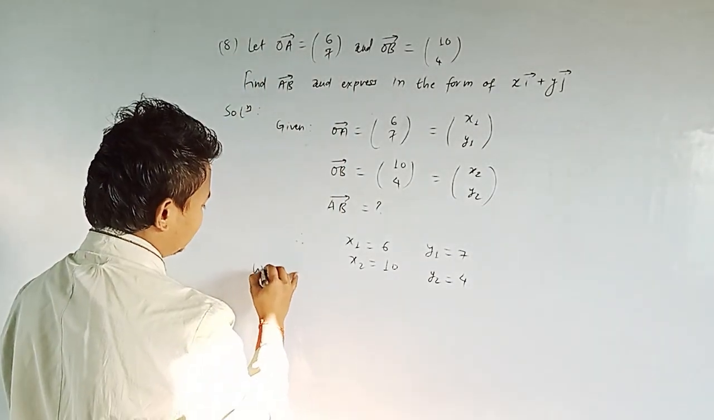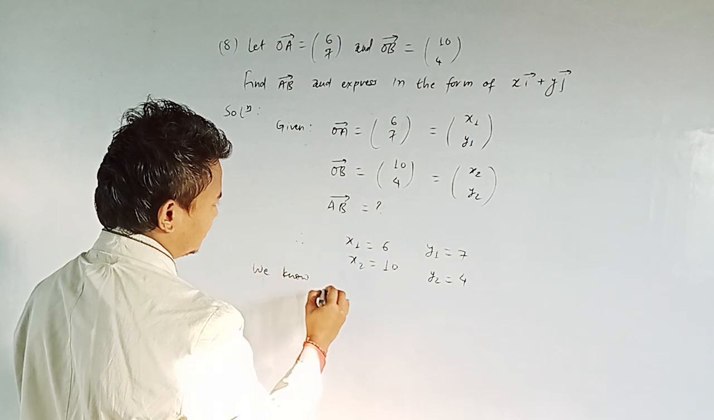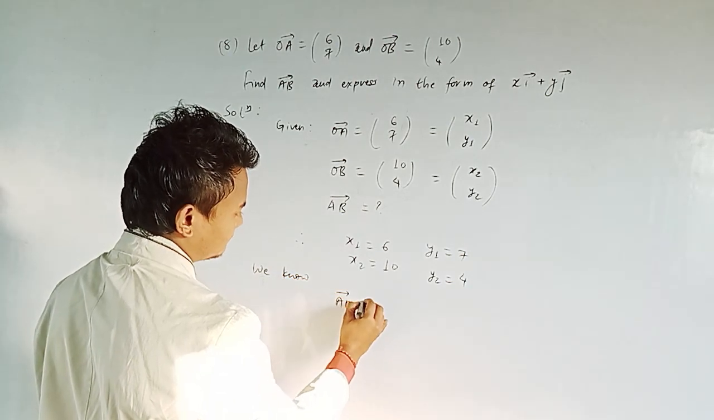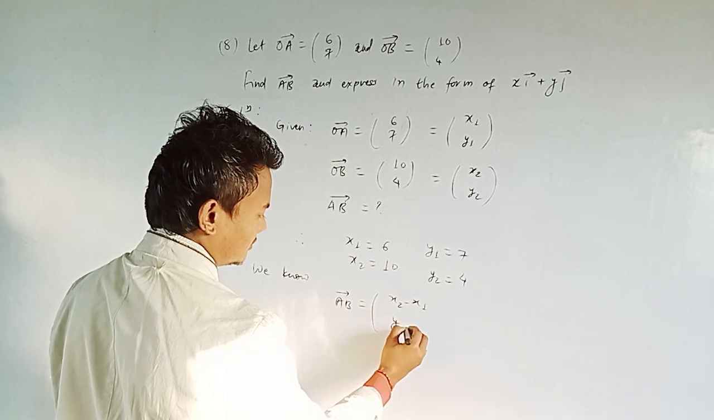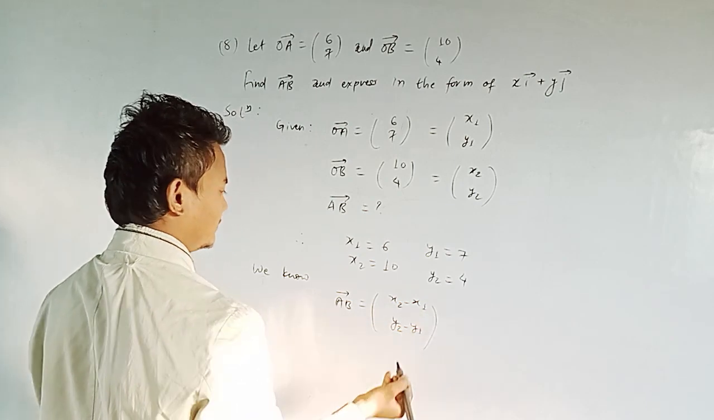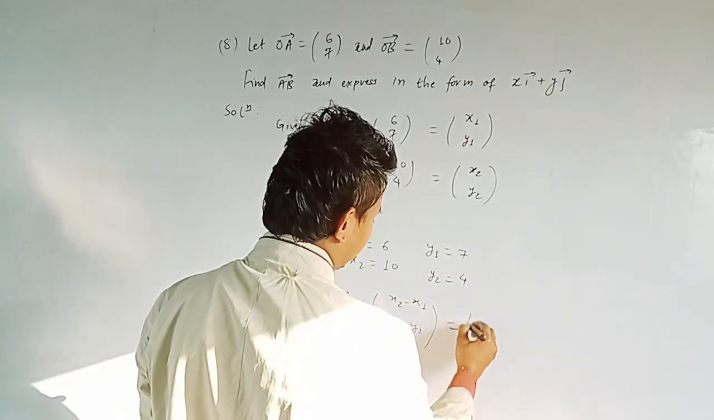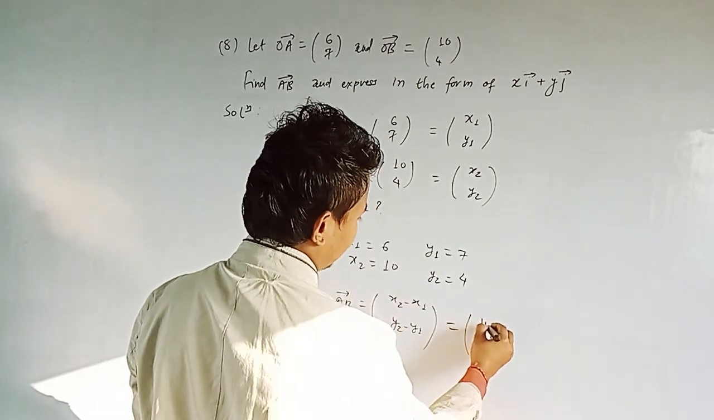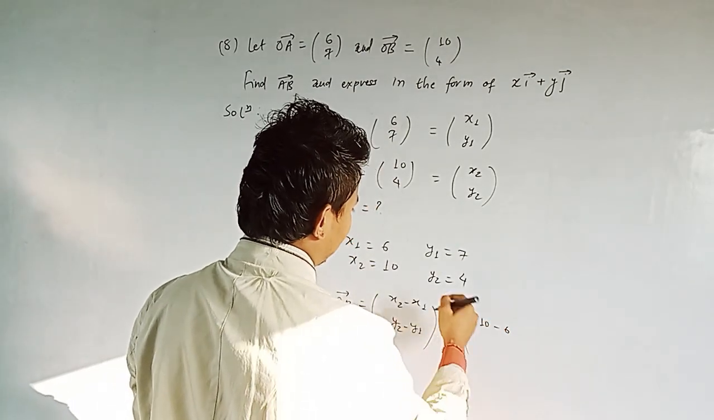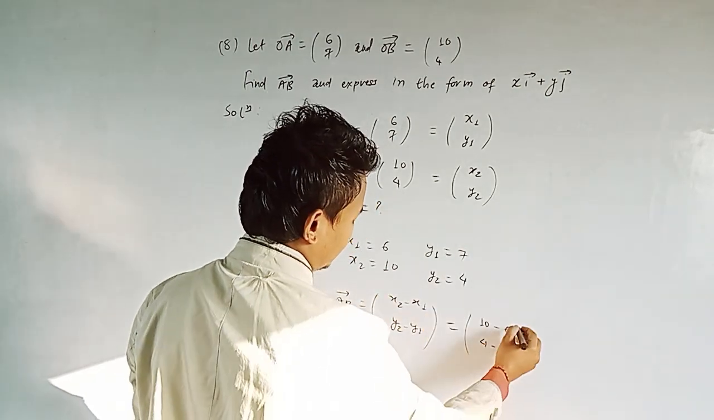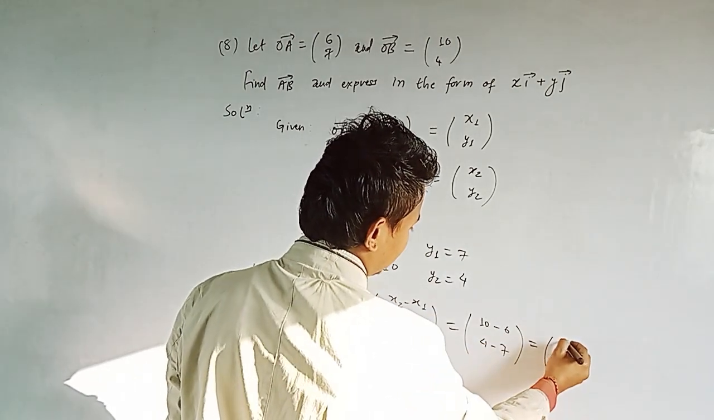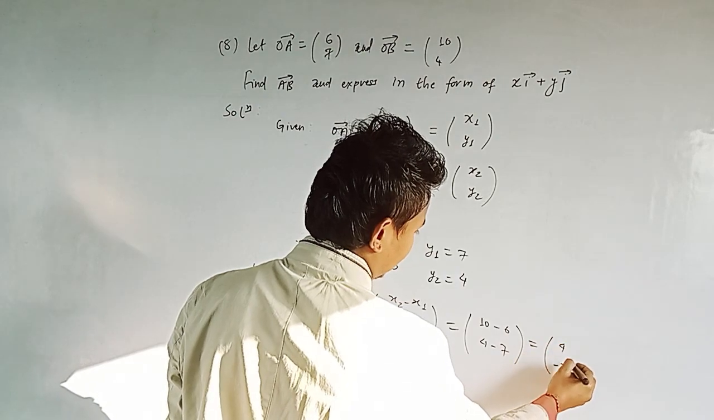So we know that AB equals x2 minus x1, y2 minus y1. Simply, x2 equals 10 minus 6, and y2 equals 4 minus y1 equals 7. So its value becomes 4 and minus 3.